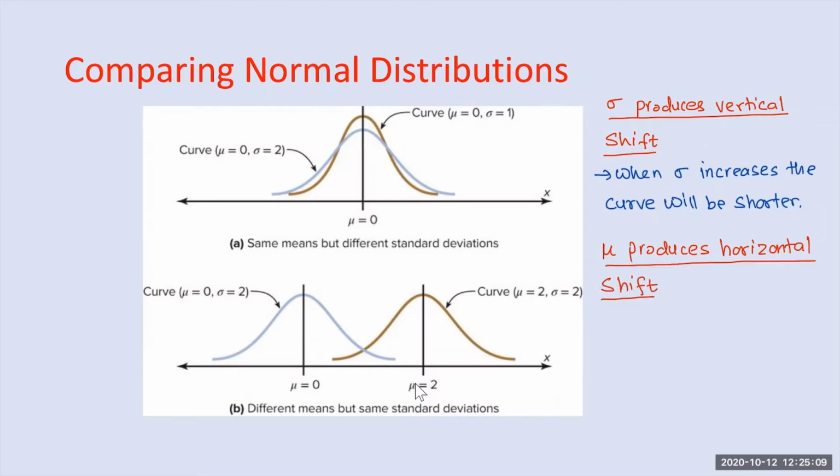Mean produces horizontal shift. That means when the mean increases from 0 up to 2, you can see the graph shifts towards the right. So let's write that down also. When the mean mu increases, the curve will shift right. That means when it decreases, it will shift to the left. So that is how there is transformation in the graph of a normal distribution curve.